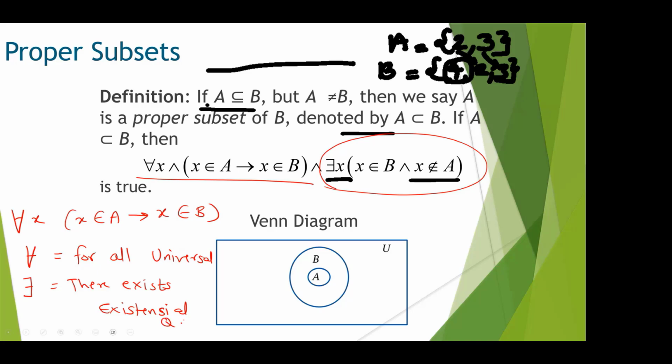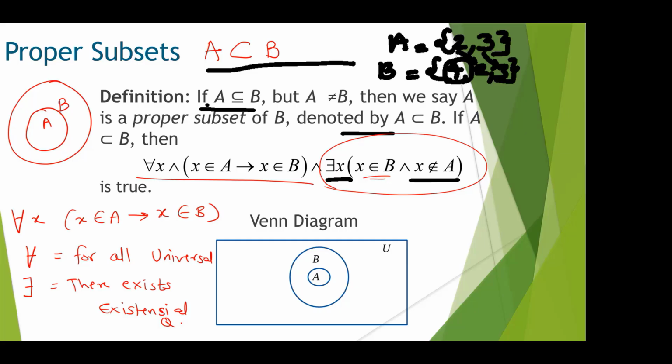So in this case, at least one x should be there such that x is in B but x is not in A. That enforces that B has at least one value which A does not have. So equality will never be possible. In a proper subset, A will always be a proper subset of B, which we define by A ⊂ B. The equality symbol is now gone from the subset, and A will always have fewer elements than B.